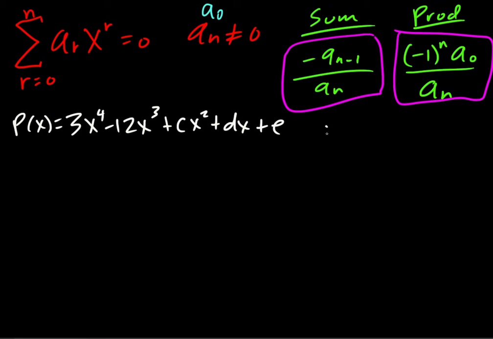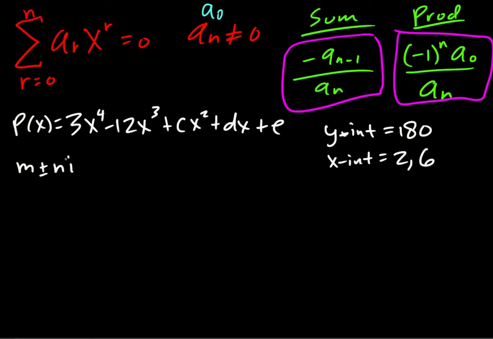And we're told there's a y-intercept at 180. Then we have x-intercepts at 2 and 6. And it doesn't meet the x-axis anywhere else. Okay, there are other zeros, m plus or minus n i, and n is greater than 0. Okay, so we're going to use these sum and product formulas over here.